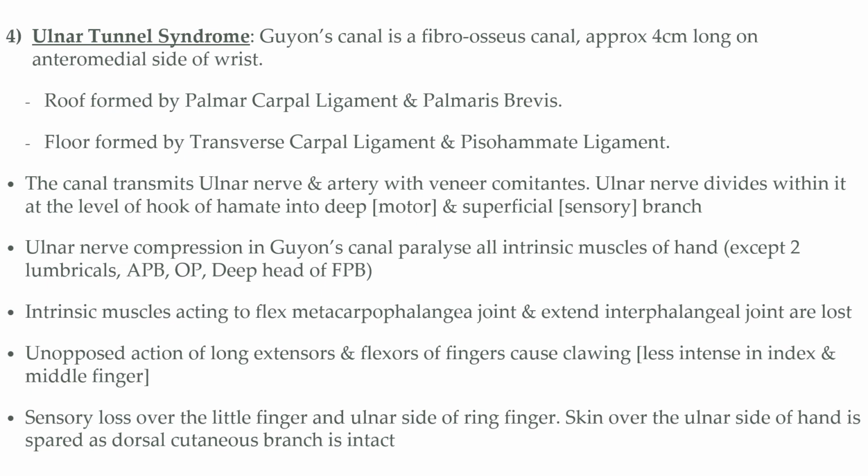Apart from the motor loss, sensory loss also occurs in ulnar tunnel syndrome, in which paresthesia or complete loss of sensation over the little finger and medial half of the ring finger occurs. The skin over the ulnar side of the dorsum of the hand is still intact because it is innervated by the dorsal cutaneous branch of the ulnar nerve.